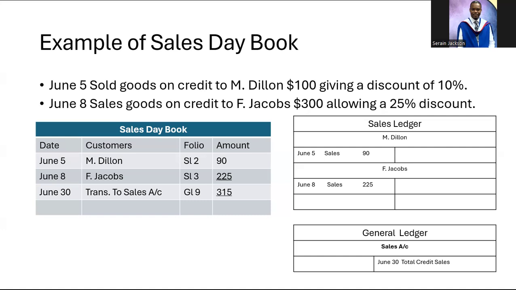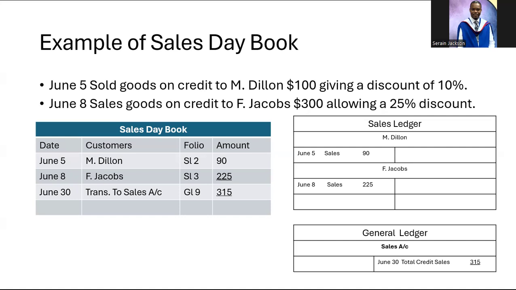Go over to our general ledger now, in our sales account. Now, if you remember from double entry, the sales account is always credited, right? That was a tip that I gave when I did double entry. And if you have not yet seen my double entry video, then you need to check out that video. All right. So June 30, total credit sales for the month. That is really what we are recording, right? And the amount is 315, and we would double line this amount as well, right?